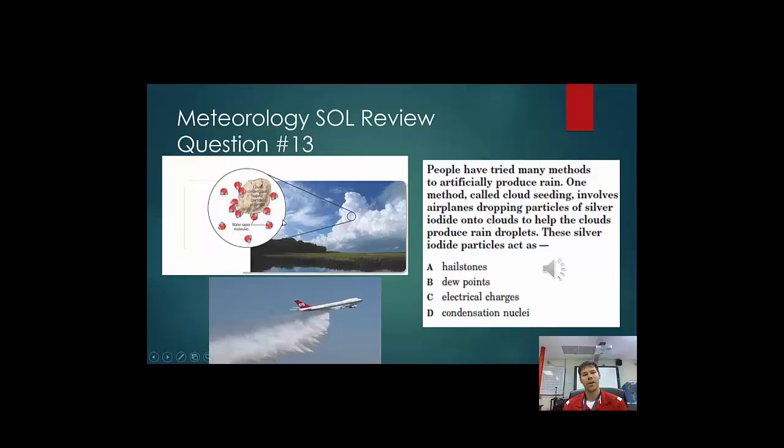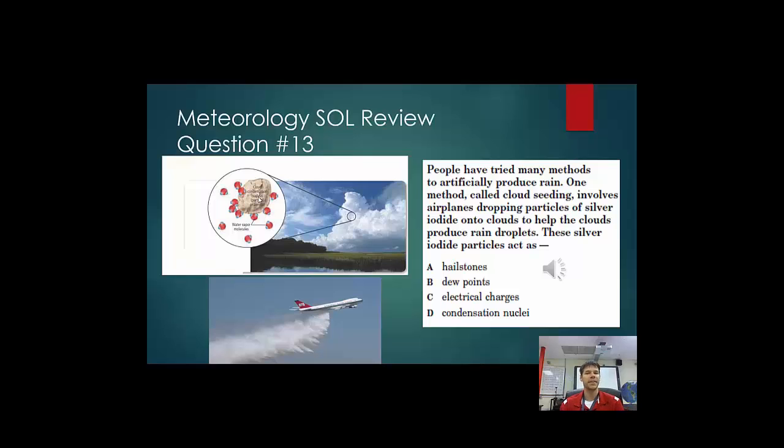Can you remember what the term is for particles of dust and dirt and debris that are up here in the atmosphere that water vapor bonds to, so your water molecule will bond to it and form a cloud? If you remember that, this question's easy and you will choose D, condensation nuclei.